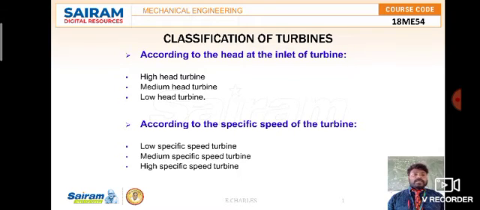Now, according to the head at the inlet of the turbine, it can be a high head turbine, medium head turbine or low head turbine. The example for high head is the Pelton wheel, medium head is the Francis turbine, and low head is the Kaplan turbine. The next one is according to the specific speed of the turbine. Specific speed is the speed for every unit flow rate. There are low specific speed, medium specific speed and high specific speed turbines, and a particular range is given for the different specific speeds.